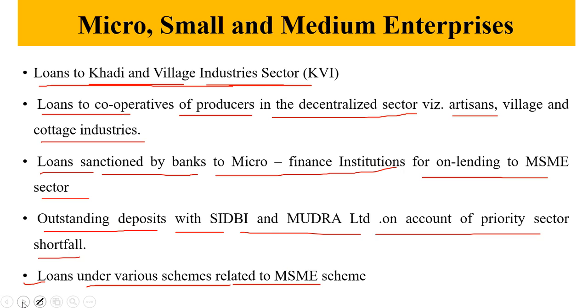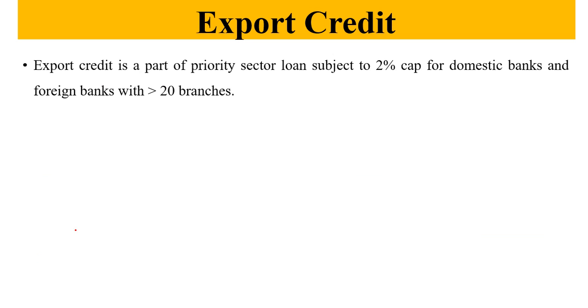So next is export credit. Now, even export credit comes under priority sector lending. Whenever a small scale industry wants to export their goods, they have prepared the finished product and want to export to other countries. So they require finance, they require funds. In that case, export credit comes under priority sectors.